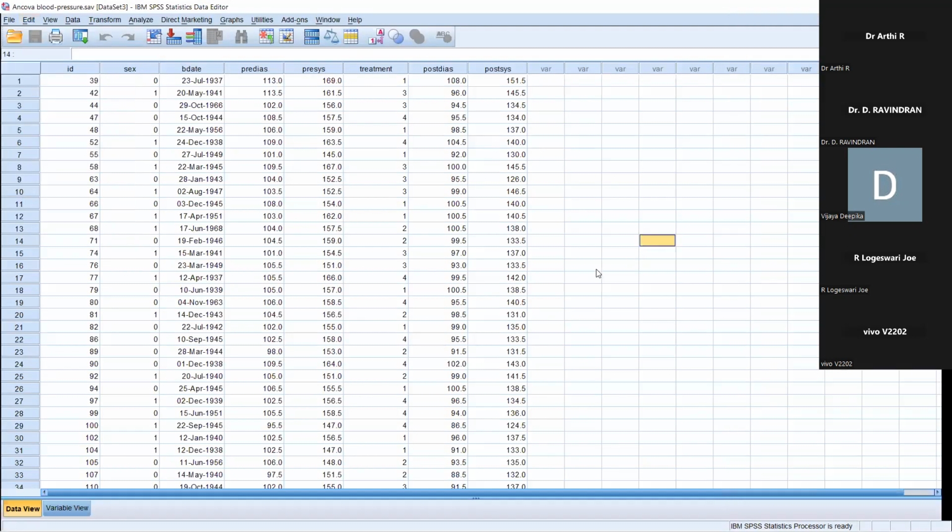Okay, so I got my file. Is it visible? SPSS is visible? Yes, ma'am. Right. Okay, so let's start doing it.